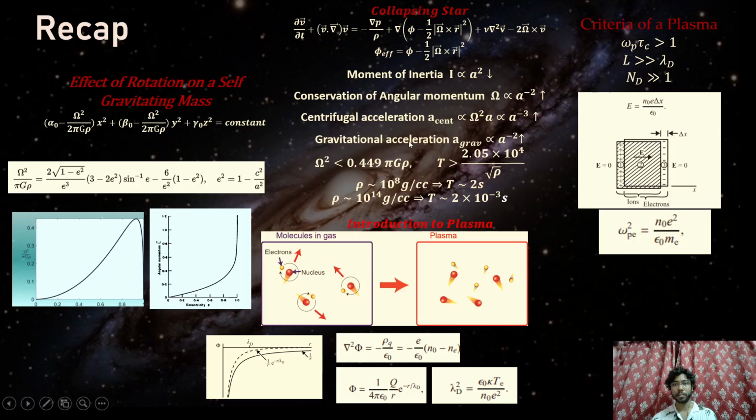The gravitational acceleration will also increase, but it will increase as a to the power of minus 2. The centrifugal acceleration increases as a to the power of minus 3, and therefore has a faster rate of increase compared to the gravitational acceleration. So as a star collapses, the centrifugal acceleration overtakes the gravitational acceleration at some point, and in the phi effective, the second term becomes important.